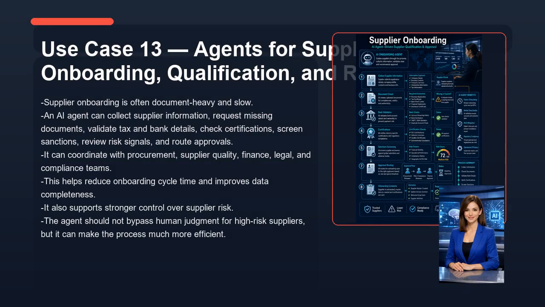Now let's look at use case 13, agents for supplier onboarding, qualification, and risk review. Supplier onboarding is often document-heavy and slow. An AI agent can collect supplier information, request missing documents, validate tax and bank details, check certifications, screen sanctions, review risk signals, and route approvals.